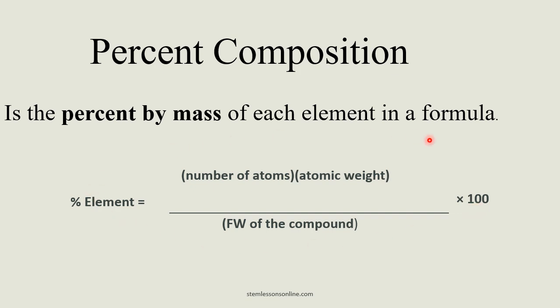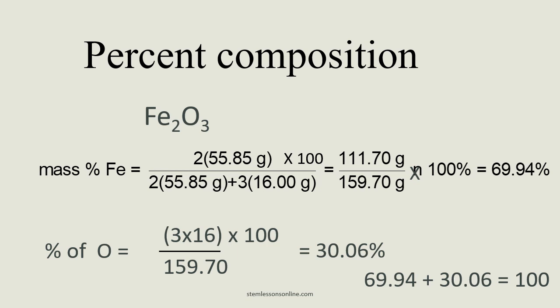This is a formula. It's not in the formula sheet, so you have to remember this one. So let's see an example here. To find the percent composition or mass percentage of iron in Fe2O3, what we will do first, we will write the percentage of iron equals. How many atoms of iron are here? We can see 2, the subscript 2. So 2 times the mass of iron from the periodic table, which is 55.85.